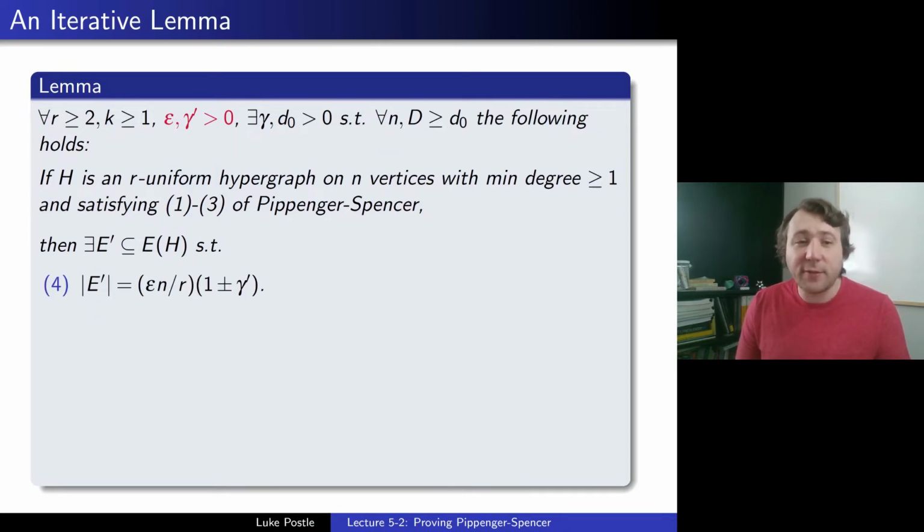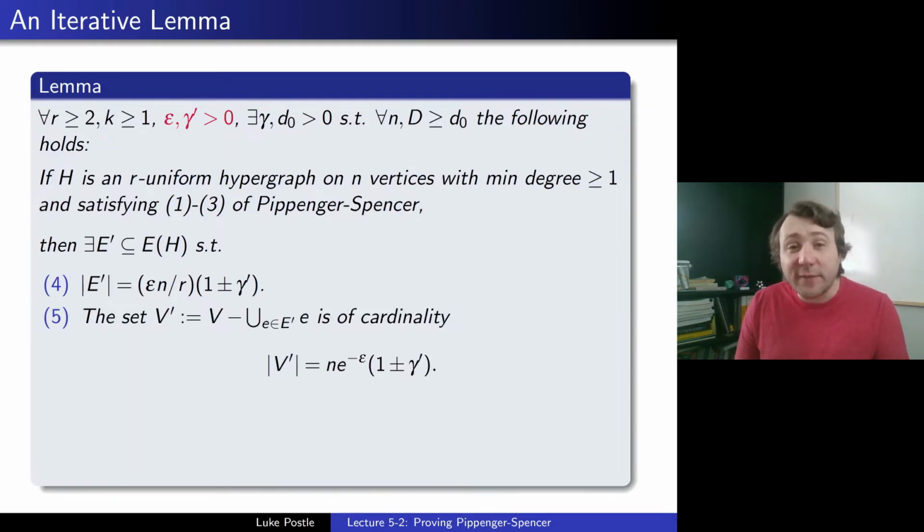So let's formalize that. Condition 4 will be that E prime is epsilon n over r times 1 plus or minus gamma prime. So it'll be a little off from what we are somehow expecting. And then the set V prime, we're going to call it, which will be V minus the edges in E prime. So that's the uncovered vertices of V. V prime, the uncovered vertices, will be of cardinality n e to the minus epsilon 1 plus or minus gamma prime. So we'll still be quite a large proportion of the vertices, and there'll be, again, some tolerance there with this gamma prime. So that formalizes part 5. So we've gone ahead and done that.